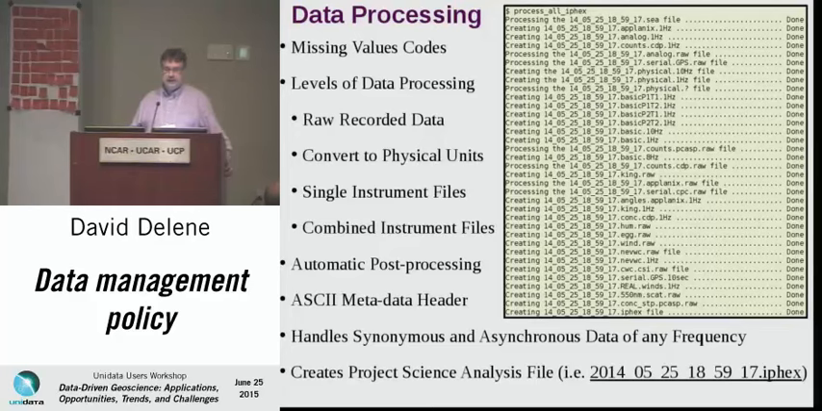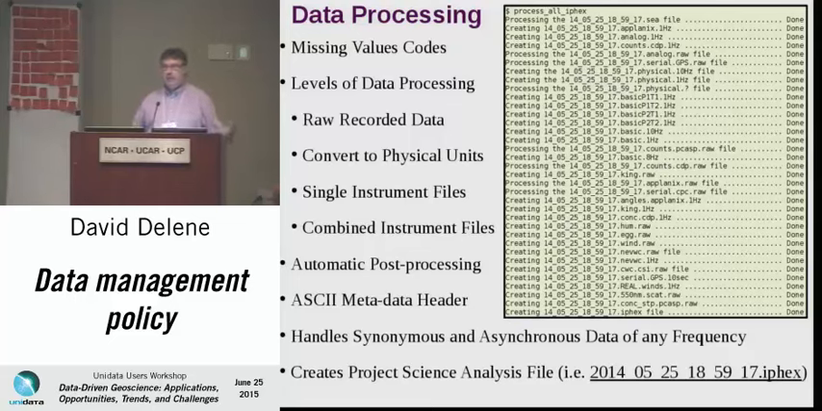That I process. And basically, we have certain concepts in mind when we have to do this processing. One is missing value codes that go throughout the data processing. So if one low-level data file has a missing value code, the higher-level processing has to handle the missing value codes. Then there's also the concept of data levels. This is kind of borrowed from NASA. A lot of people have this concept of data levels. You know, raw data, we have voltage measurements that can be converted to physical units.